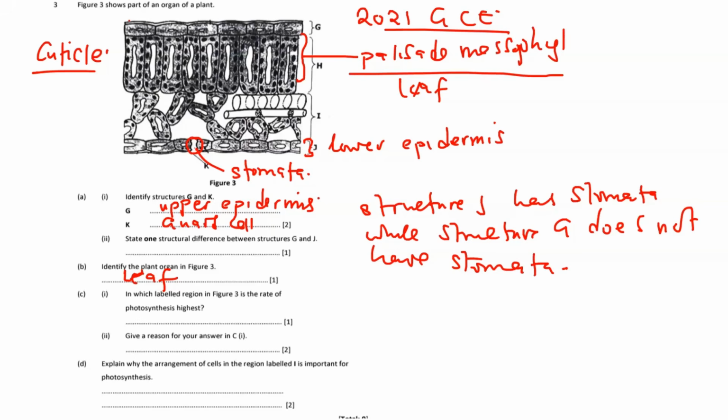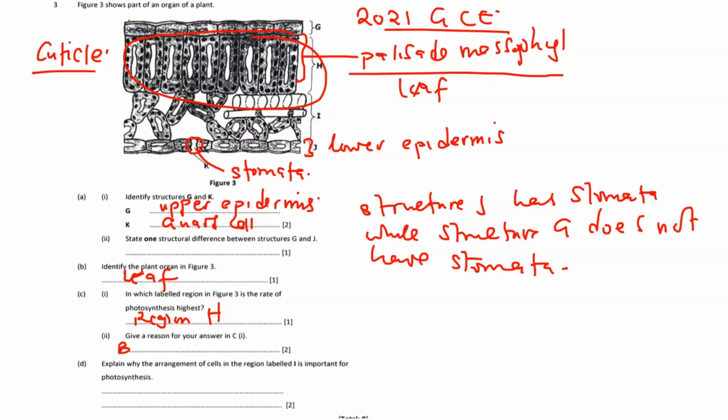In region H. Okay, and what is the reason why? So I can write region H. And what is the reason why the photosynthesis is highest here? These cells that you are able to see, these are palisade cells, and they contain numerous chloroplasts, which trap light energy, and you know that is used during the process of photosynthesis.